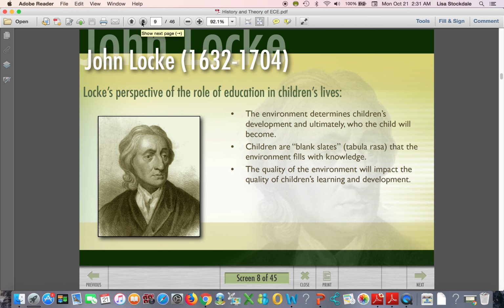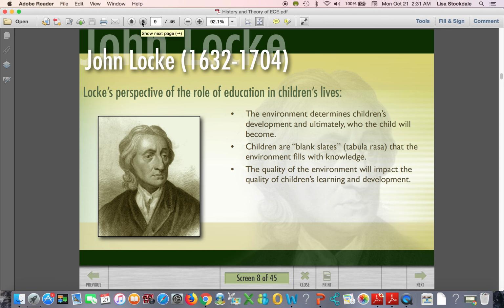Let's move on and talk about John Locke a little bit. John Locke was an English philosopher. He was also a physician, and he is considered one of the most influential thinkers of the Enlightenment period. This was an intellectual and scholarly movement, if you will, a philosophical movement, and it dominated the world of ideas in Europe during the 18th century.